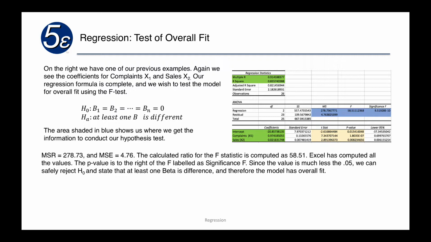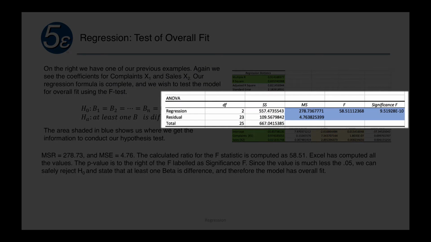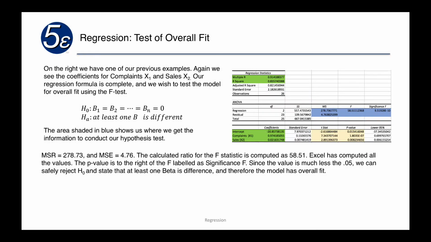Now, the area shaded in blue shows us where we get the information to conduct our hypothesis test. And as you can see from the table, the MSR is equal to 278 and the MSE is equal to 4.76. If we calculated this ratio manually, we would get 58.51, but Excel has computed all of it for us. And not only that, it's given us the p-value as well, of 9.5 times 10 to the negative 10th power. So since this value is much less than 0.05, we could safely reject the null hypothesis and state that at least one beta is different, and therefore the model has overall fit.